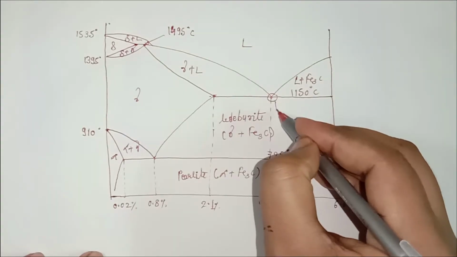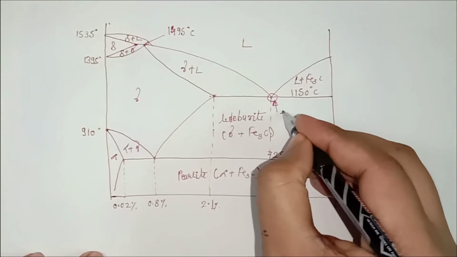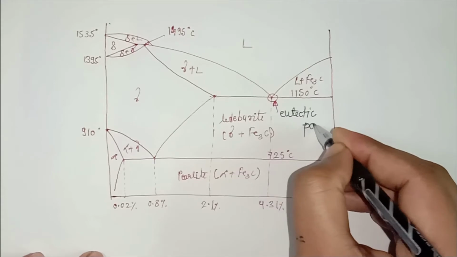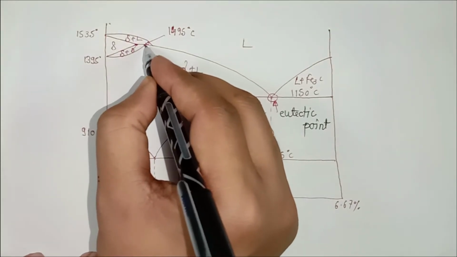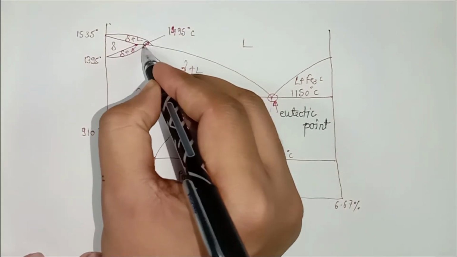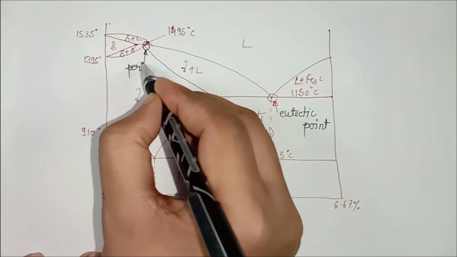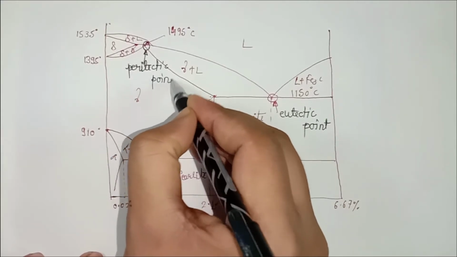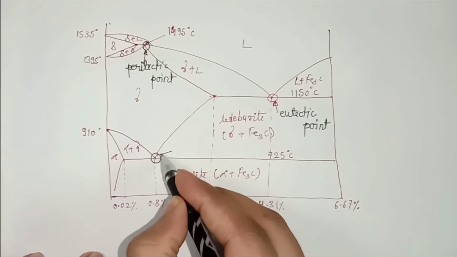This is the eutectic point. This is the eutectic point. This point is the peritectic point. And this point is the eutectoid point.